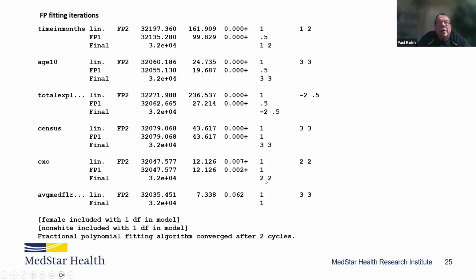So this indicates, for the final one, how many powers we have and the degree to which that variable is going to be raised. And so for the interaction term here, we've got 2 and 2. And then you remember that I included female and non-white. Those are dichotomous variables, so they're going to have just 1 degree of freedom and be linear in their inclusion in the formula. And then this iterates, so we achieve convergence.